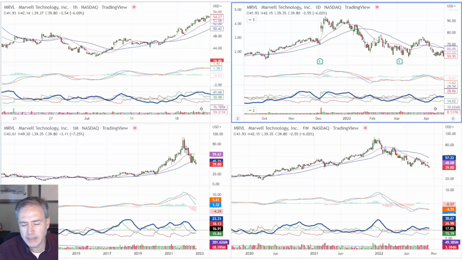But if I'm looking at a weekly trade, just to give you an idea, I'm looking for a trade that I think could last months. If I'm looking at a daily setup, I'm looking at something that could last weeks. If I'm looking at an hourly trade, I'm looking at something that could last days. And obviously if I'm looking at a monthly trade, I'm looking at something that could last years.